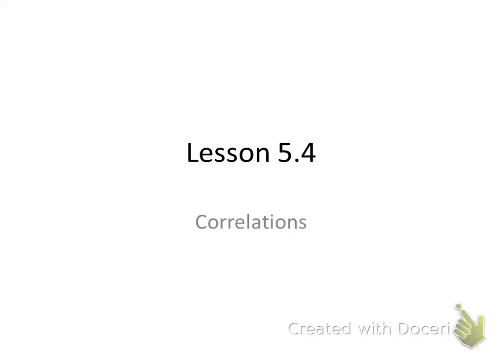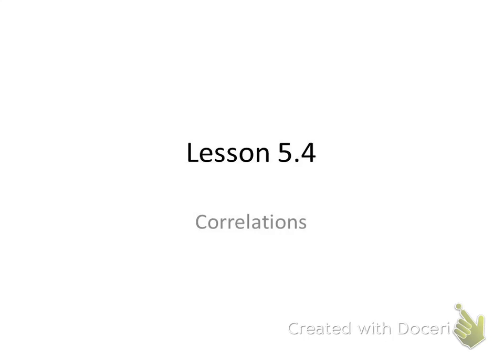All right, lesson 5.4, what we're going to be doing today is correlations. Now, we're kind of switching gears here. We've been talking about equations in slope-intercept form, how to write them, what to do with them. But what correlations are is they have already given you a graph.